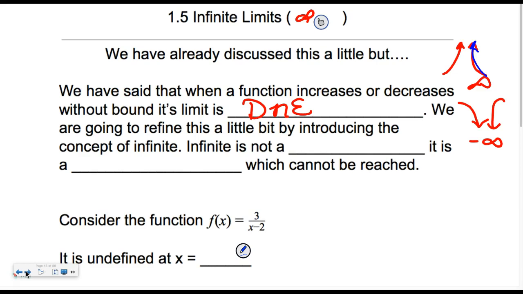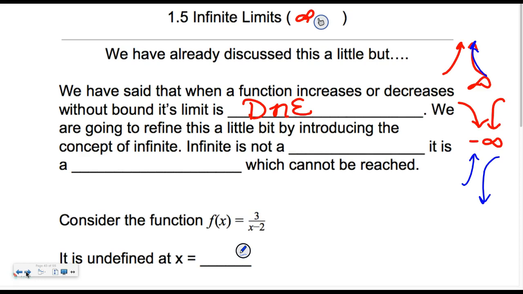The situation where it truly doesn't exist is when you come in from both sides, and what happens, Sarah? They don't, but one would be going up. Yeah, I can see you doing that. One will be going up and one will be going down, and then I truly have to say it doesn't exist. So most of your answers where you're at an asymptote are going to be positive or negative infinity, unless you're coming in from both directions and you have that one going up and one going down.